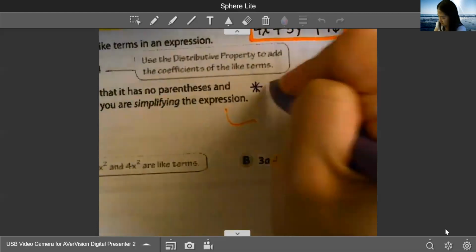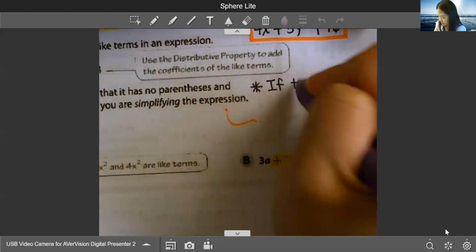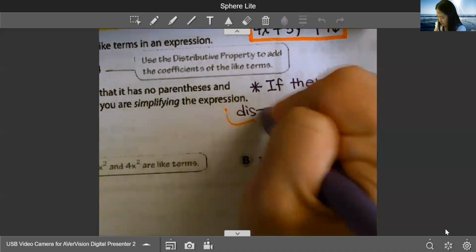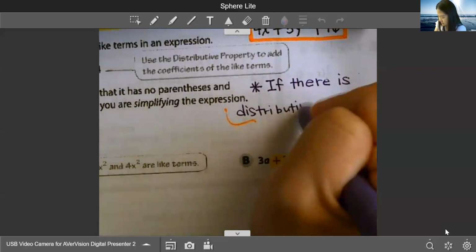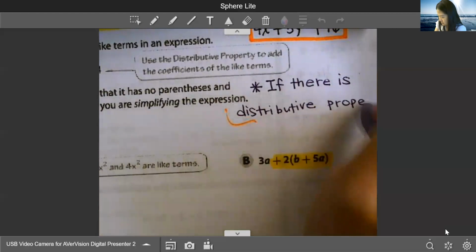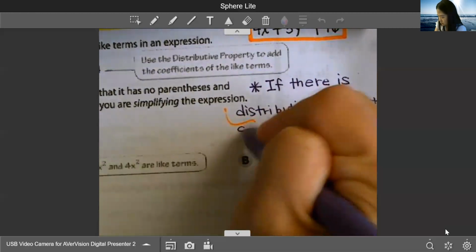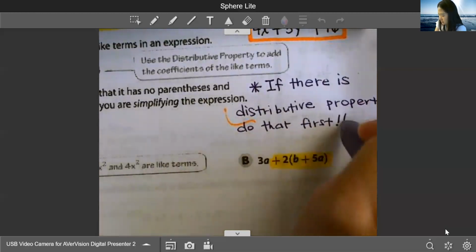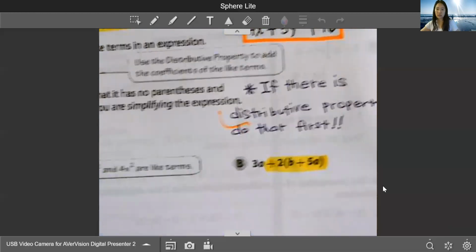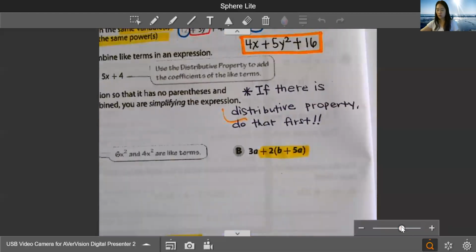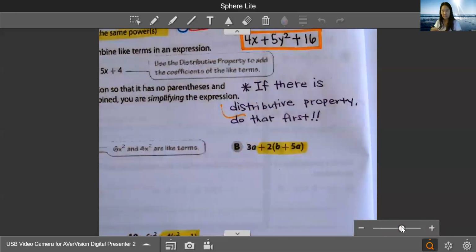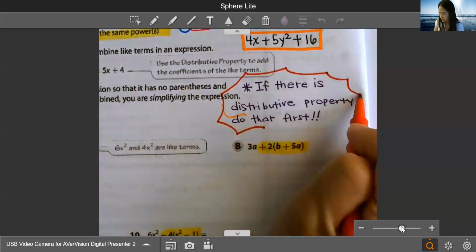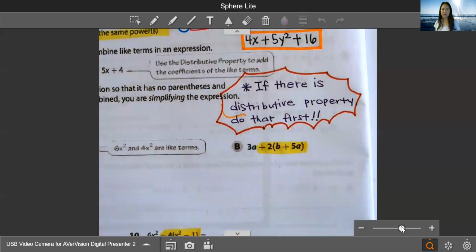If there is distributive property, do that first. This is so important. If you don't follow this instruction, you're going to get the problem wrong. So I'm going to get my red pen, and I'm going to, hopefully this is very clear, okay?